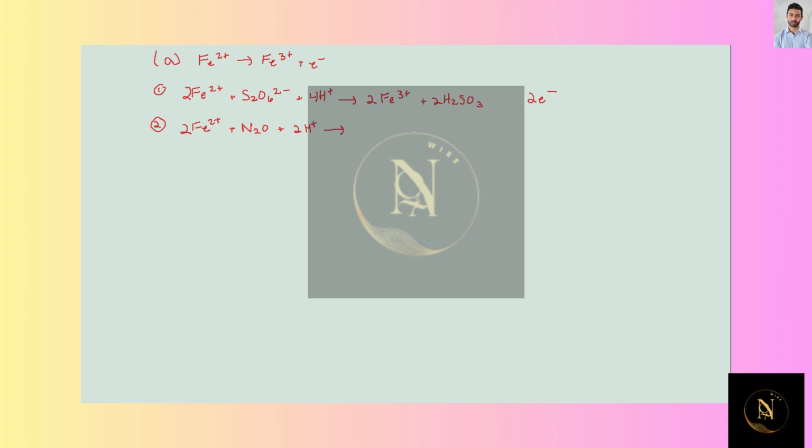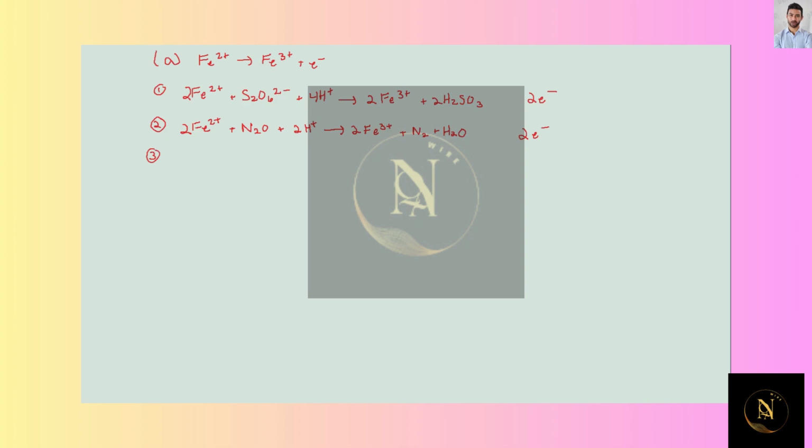And that yields 2 Fe3 plus, N2 plus H2O. Again, I'm just basically copying what it says the reactants and products are from the reactions that we're adding together. And that again involved the transfer of 2 electrons.